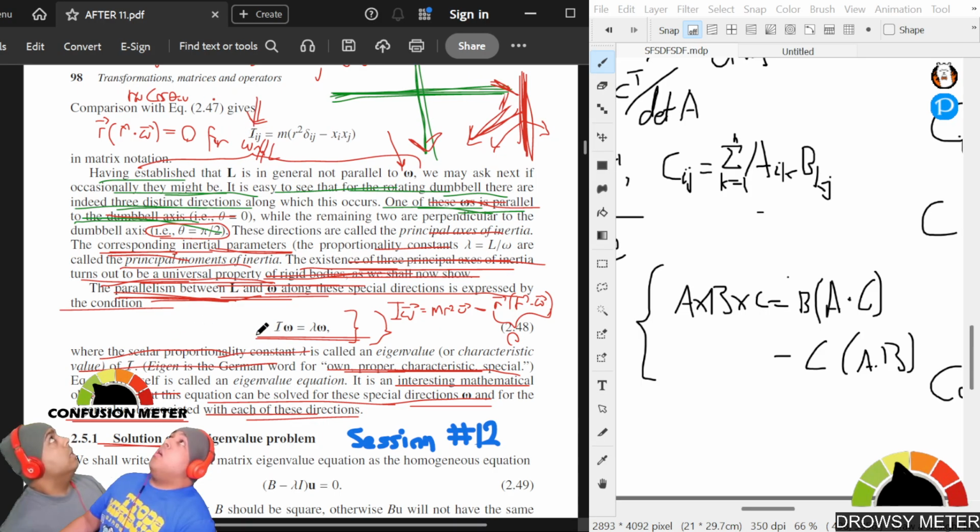Okay, the parallelism between L and omega along these special directions is expressed by this condition, where lambda is m r squared, the scale proportionality constant. This is called an eigenvalue or characteristic value of the inertia matrix. Lambda is called the eigenvalue or characteristic value of this.